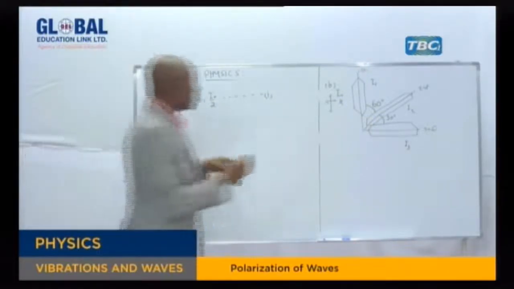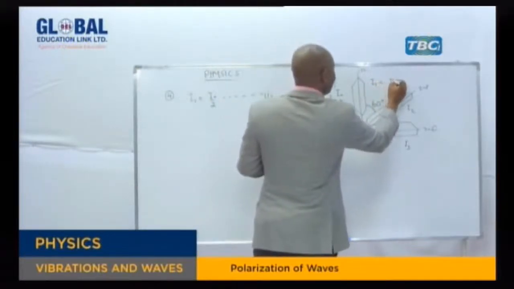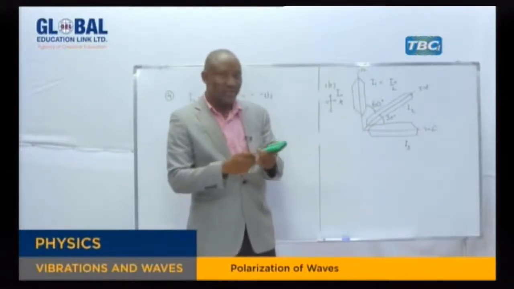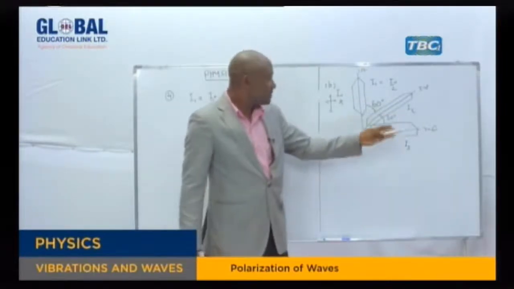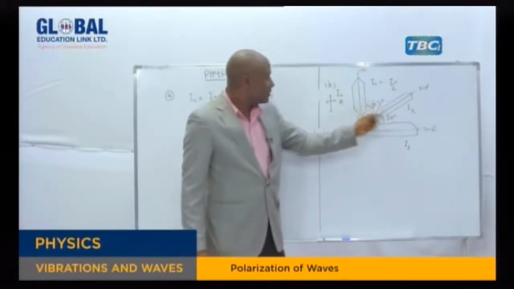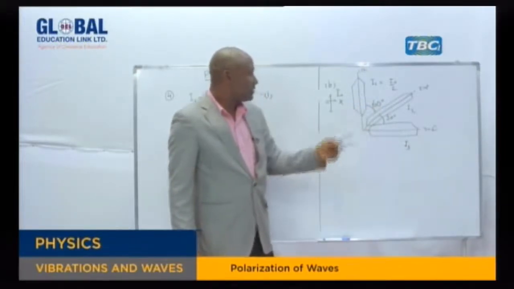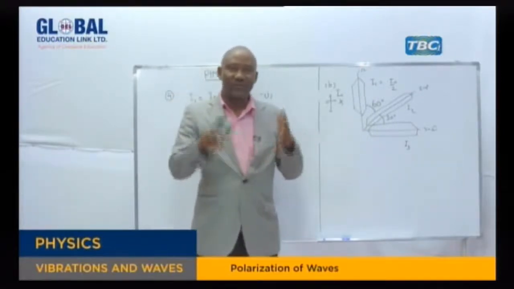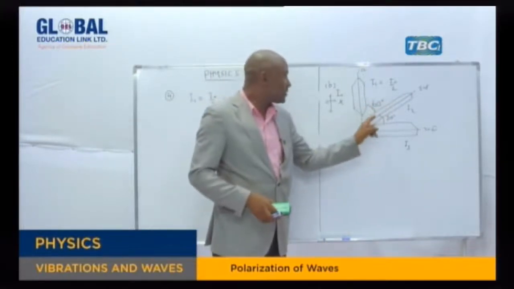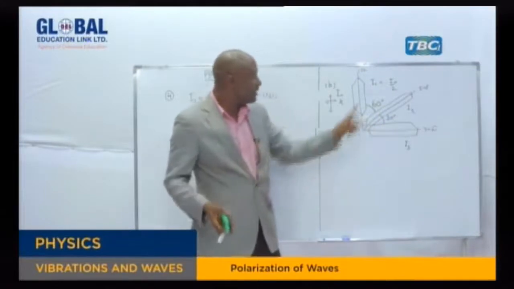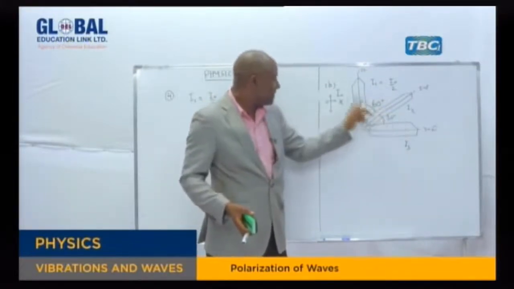Now, we know I1 is I naught over 2. When you're looking for the intensity of the light transmitted to the second polaroid, which has now been introduced in the middle, the angle between the two polaroids should be known, according to Malus's theorem. When you're talking of the intensity transmitted involving two polaroids, the angle between them should be known. So the angle between these two is 60. That's where you apply Malus's law, but here you don't apply.